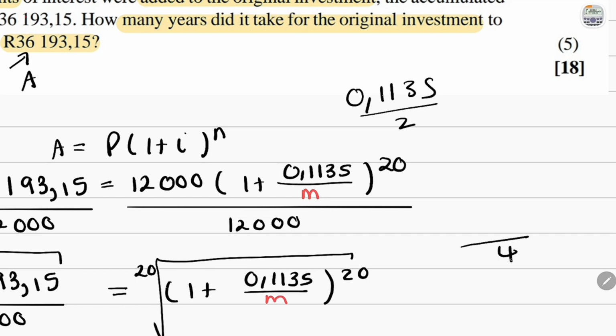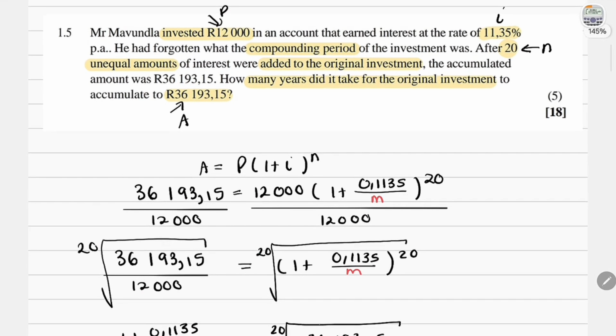So if you said over 4, that would be quarterly. If you said over 12, that would be monthly. Over 2 means it gained interest twice in a year, meaning that is semi-annually or half-yearly. Okay, so we know it's half-yearly, and so if it was compounded half-yearly, then we knew that this was 20.